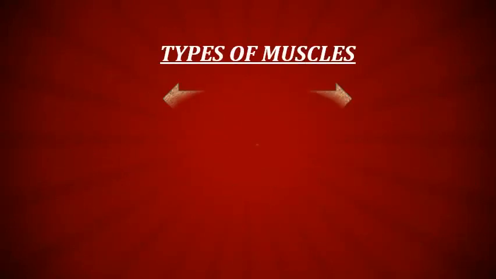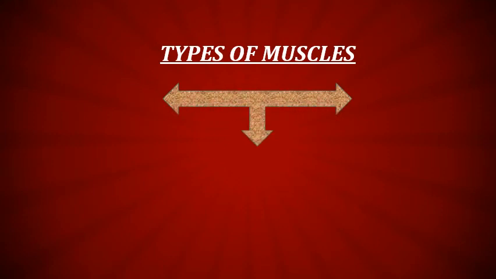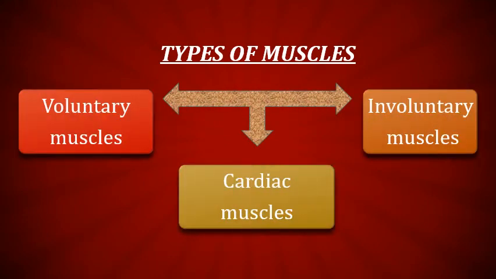So here we are going to learn about the types of muscles. Do you know how many types of muscles there are? There are three types of muscles, and the names are voluntary muscles, involuntary muscles, and cardiac muscles. Voluntary, involuntary, and cardiac muscles. Now we are going to learn them one by one.